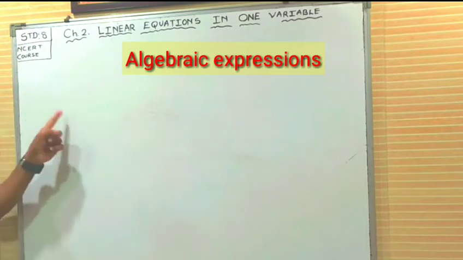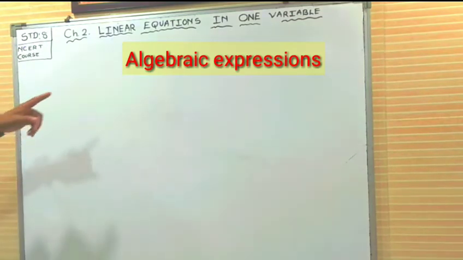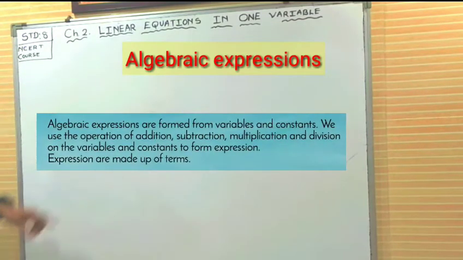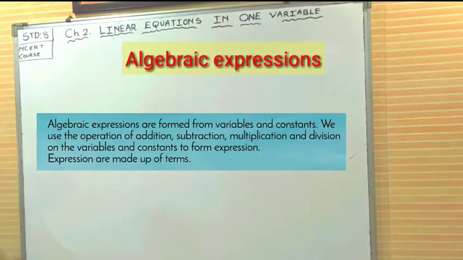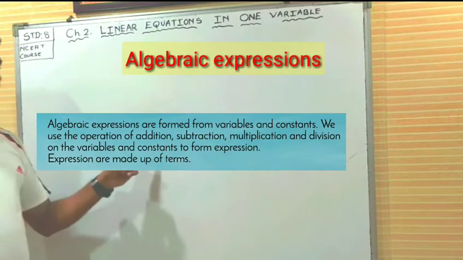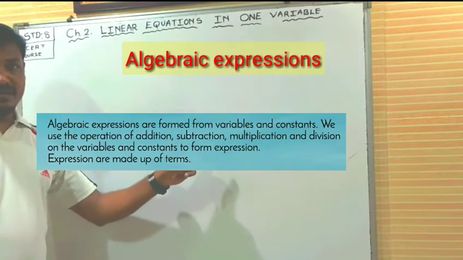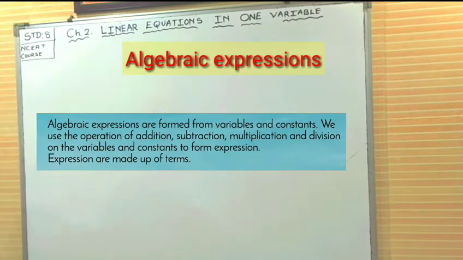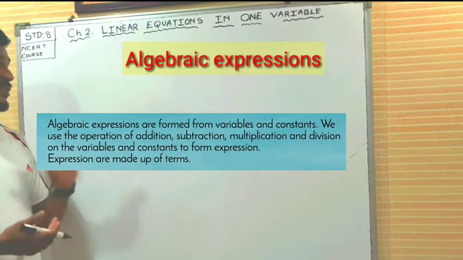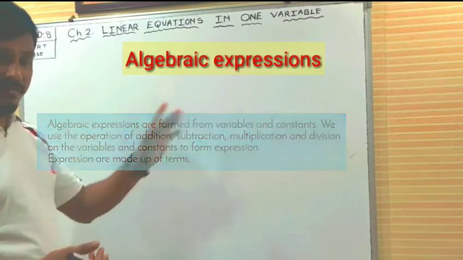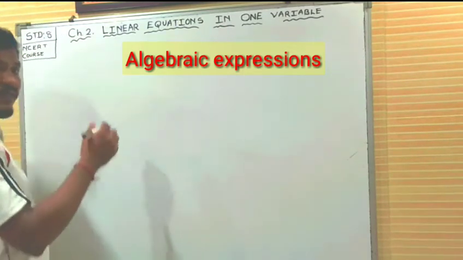See, algebraic expression. Algebraic expressions are formed from variables and constants. We use the operations of addition, subtraction, multiplication and division on the variables to form expressions. Expressions are made up of terms. Let me explain with an example.